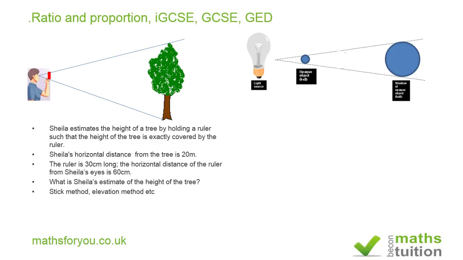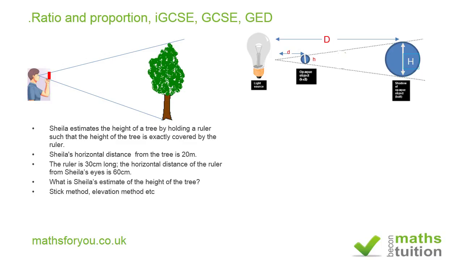So the focal point here will be where Sheila's eyes are, and the distance from the object to Sheila's eye, we call that small d, and the distance of the image to Sheila's eyes, we call that capital D, and that's equivalent to the distance from the tree to Sheila's eye in this case. Okay. Now, the height of the object in this case will represent the height of the ruler itself, and call that little h. The height of the tree will be equivalent to the height of the image in this case. I will call that capital H.